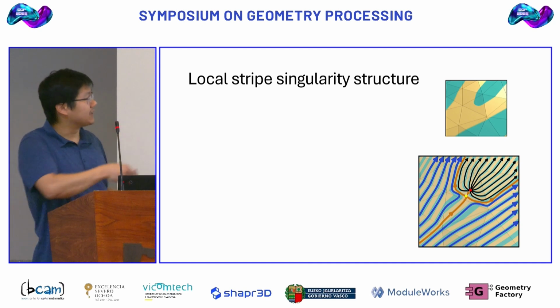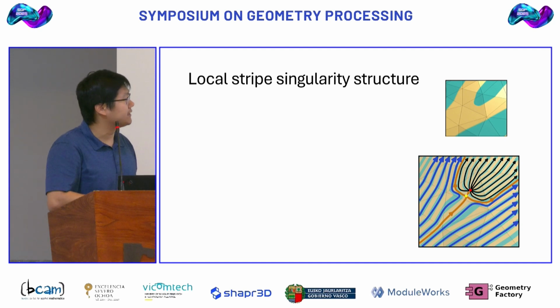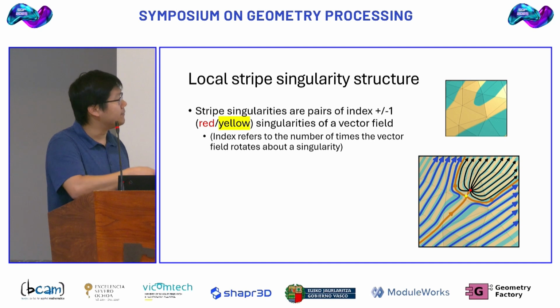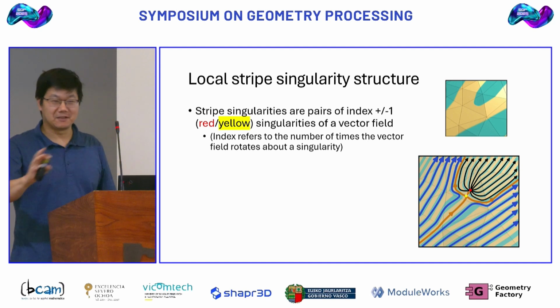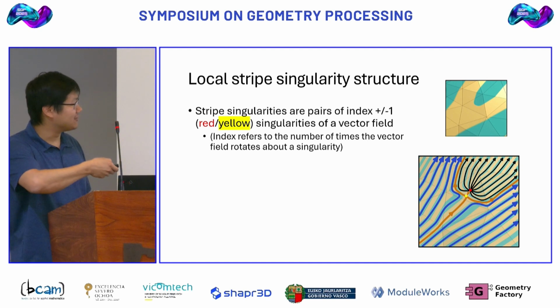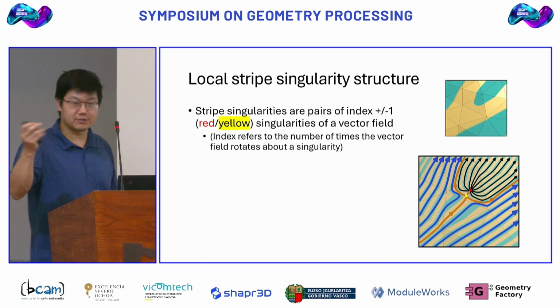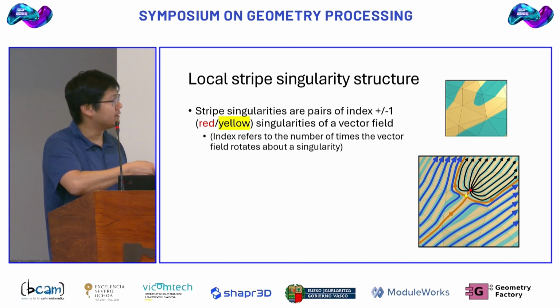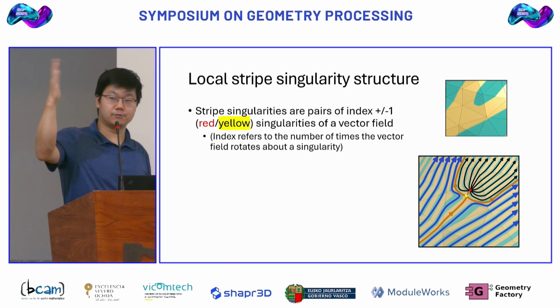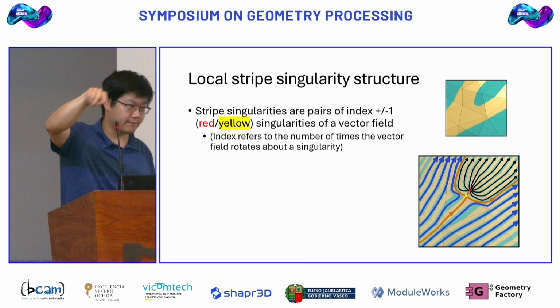So yeah, let's take a deeper look here at this singularity structure. They're pairs of index plus and minus 1 singularities. Here, I'll freely admit I'm skipping a lot of basic vector definitions. Let me just mention them quickly. A singularity is a point at which the vector field vanishes. And the index refers to the number of times that the field rotates as you circulate around the singularity.